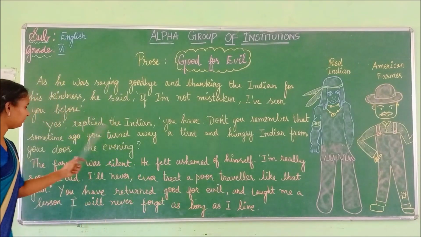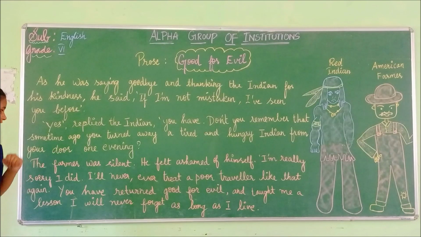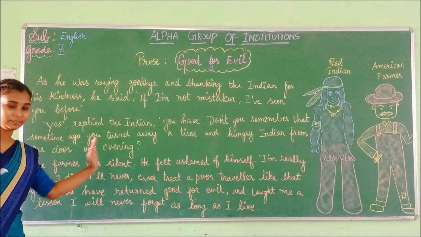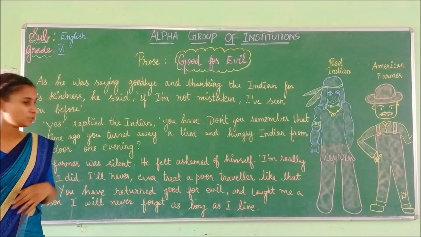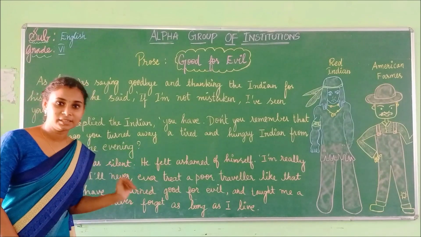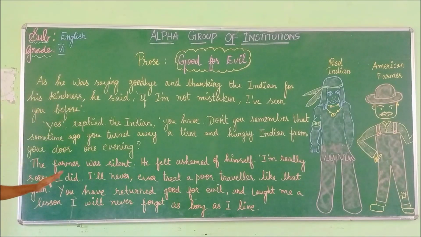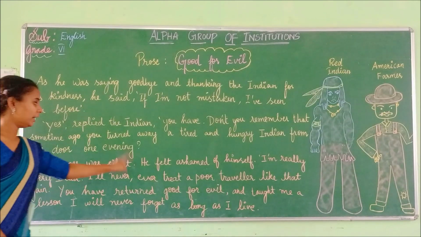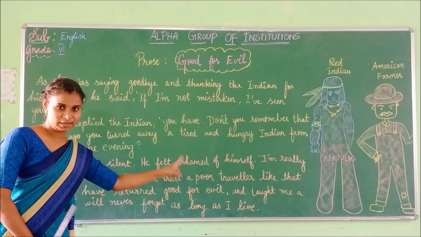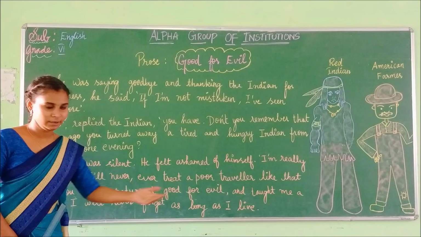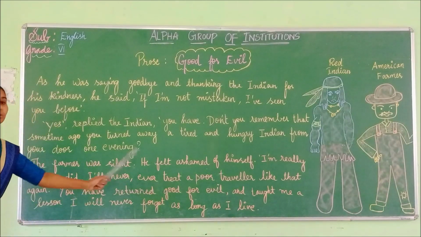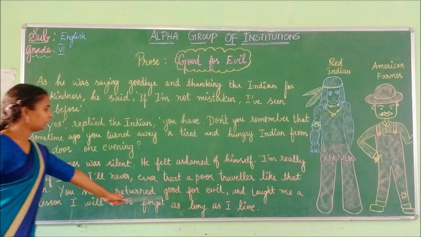So here, after hearing that, the American farmer is ashamed. After hearing the reply of the Red Indian, he was just silent and ashamed. So what happens? He says sorry to the Red Indian. "I'm really sorry for what I have done. I will never ever treat a poor traveler like that again." So he's promising the Indian that he will never treat a poor traveler like that again, because you have returned good for evil.